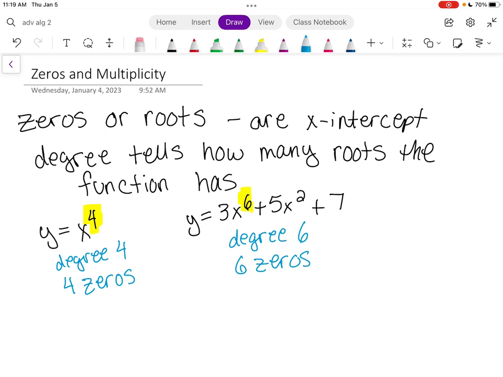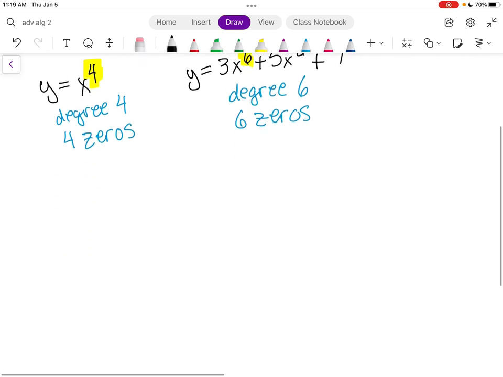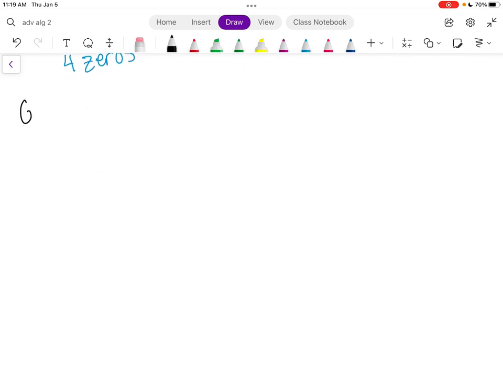Now here's the thing about the zeros. You can have real zeros or you can have complex zeros. Today we're going to look at real zeros, and we're going to do that by graphing. So one of the ways to find the zeros is by graphing, okay? So let's look at graphing to find zeros. Now, this is only good for finding real zeros. You can't have imaginary zeros. This is only good for finding real zeros.